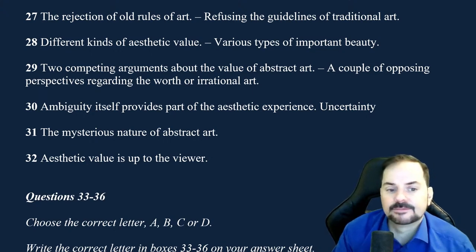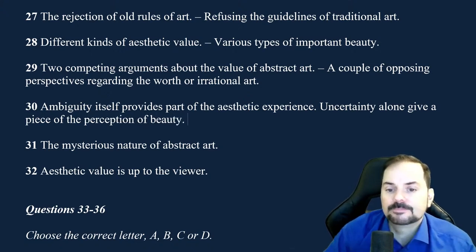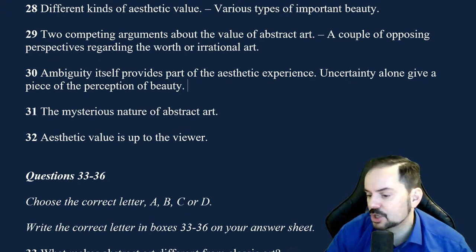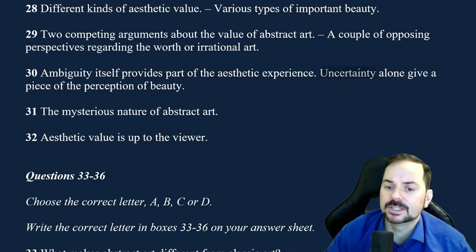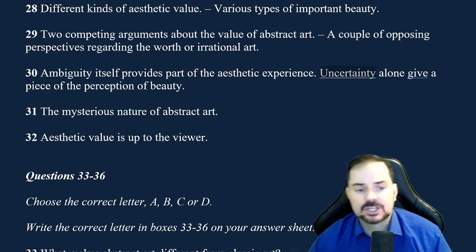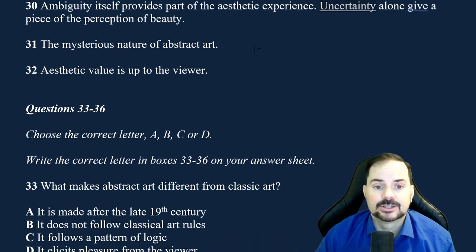Uncertainty itself alone gives a piece, a part of the perception of beauty. Right? So ambiguity itself provides part of the aesthetic experience. Uncertainty alone gives a piece of the perception of beauty. Sure. Uncertainty. Learn the words. If you're picking up new words in the class, students, write it down. Get the definitions.